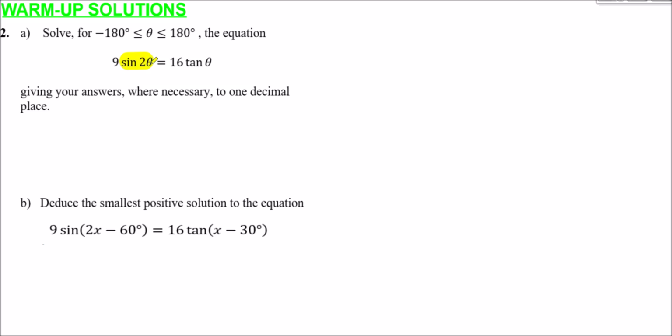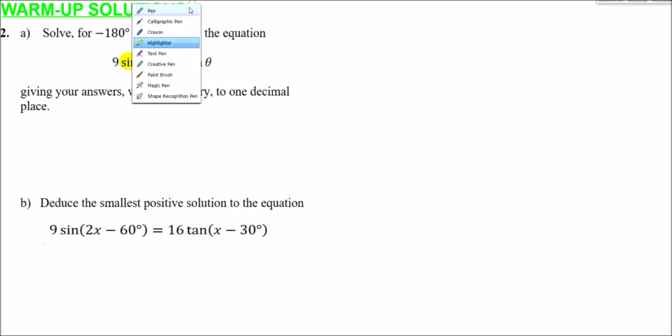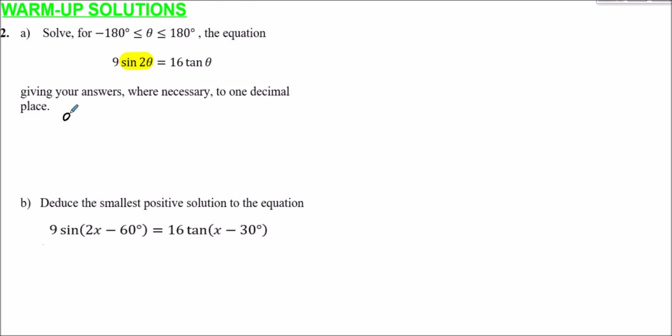the double angle formula. So if I just rewrite this now, there's 9 lots of 2 sine theta cos theta, just switching sine 2 theta for its identity here. That gives 16 tan theta. And here for tan theta, I'm going to rewrite it in terms of sine and cosine. So that's 16 times sine theta over cos theta.